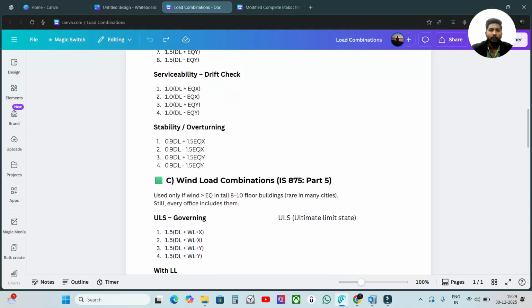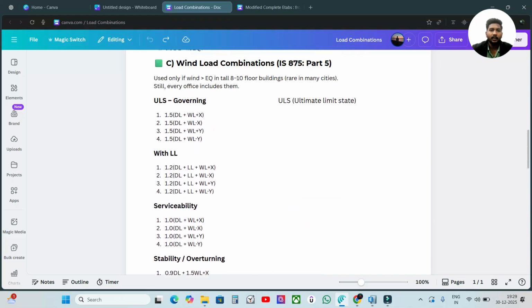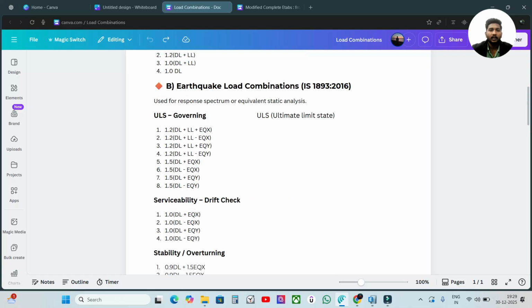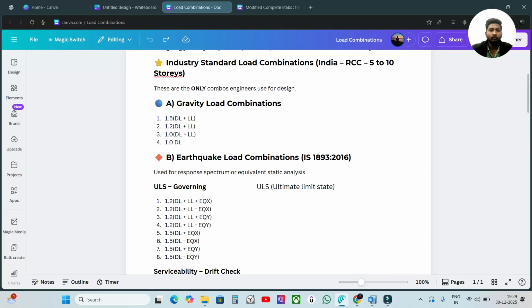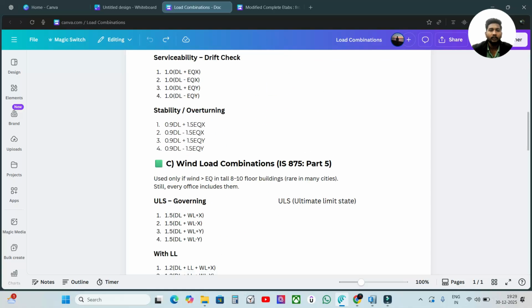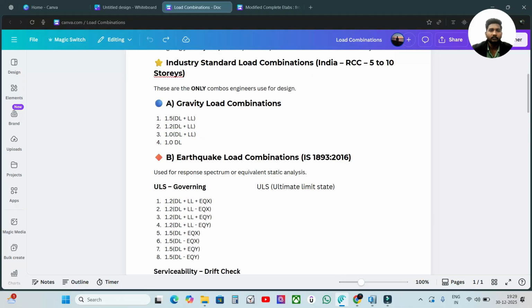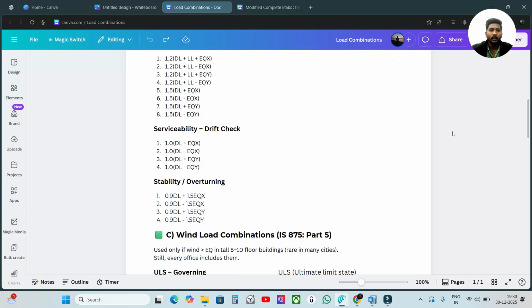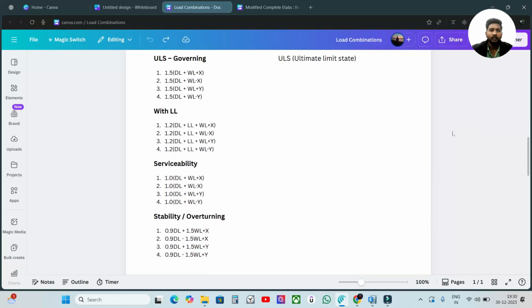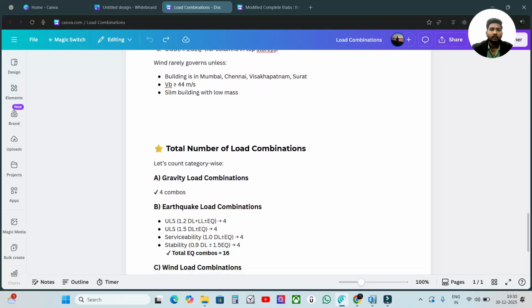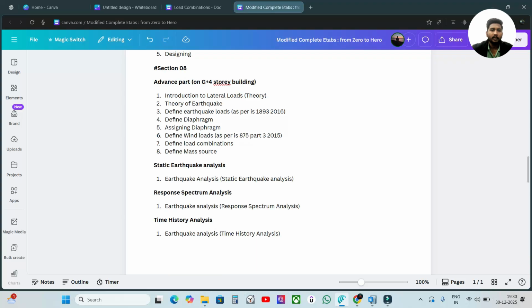Okay, I have shown you how to do it. If I try to do it one by one, it will be 1 to 1.5 hours of video on this alone. So these are some of the load combinations. You have to apply them and check the results. So that's it for this, and we'll see in the next video how to define the mass source.